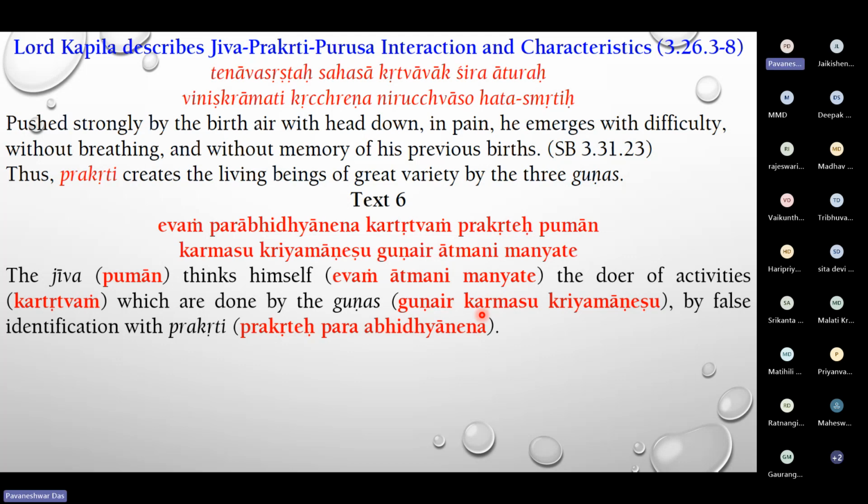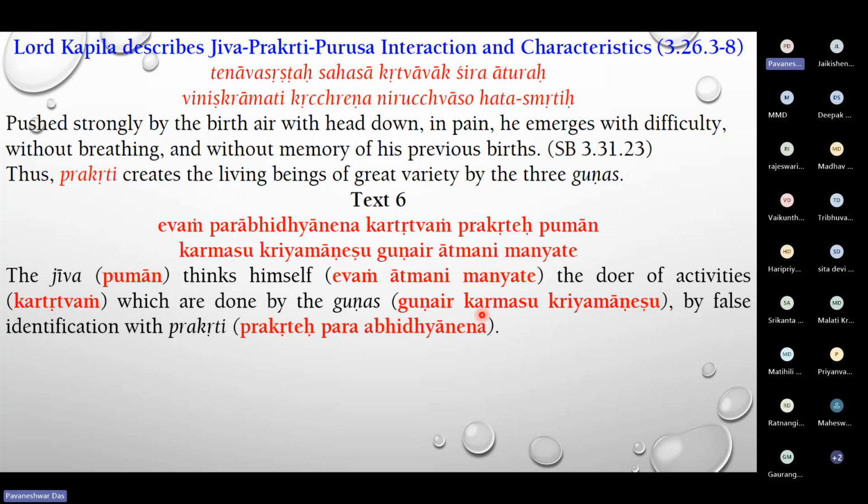It means whatever we do, whether walking or speaking or giving something and taking back, or anything that we do, they are all done by the 24 elements which are created by Prakriti. That means whatever we do is actually done by Prakriti. That's what is mentioned. Evam para abhidhyanena kartutvam prakrite puman karmashu kriyamaneshu guner atmani manyate.